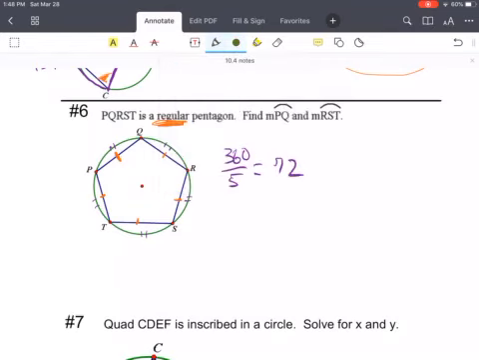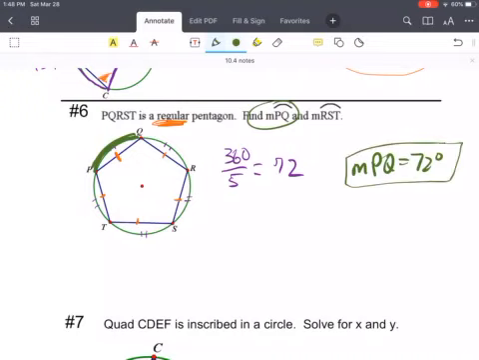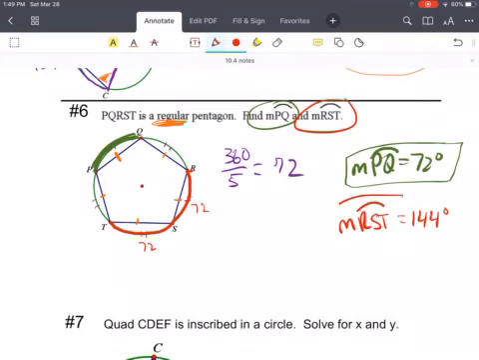Now I can go in and find PQ as just one of them. So the measure of arc PQ is 72 degrees. And then the measure of arc RST, so starting at R through S to T, is 2 of those 72s. So the measure of arc RST is 144 degrees.